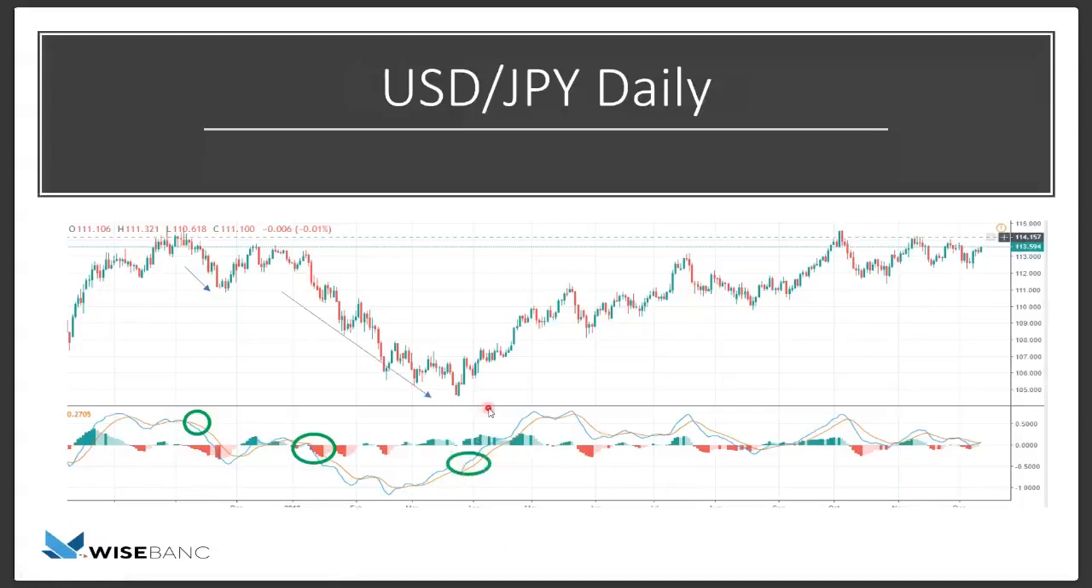Faster moves above the slower. We can then see some steady bars here on the histogram, and what happens to the asset? The asset indeed moves higher. Falls below it again, bars start to widen, showing the difference between the two MAs. And what happens to the asset? The asset starts to fall. Again, we can see it clearly here.